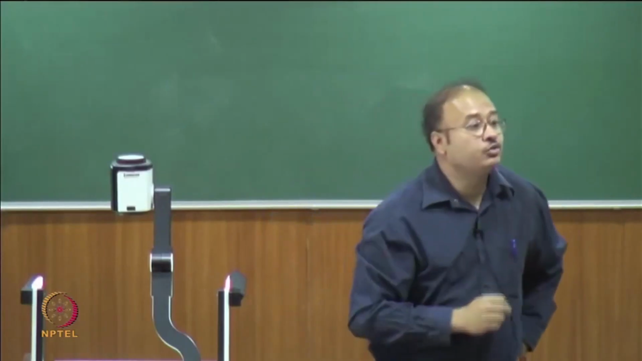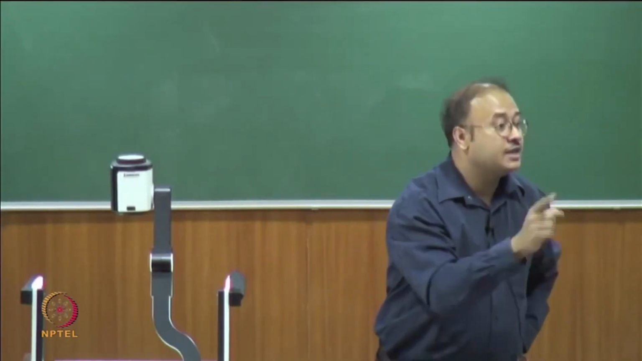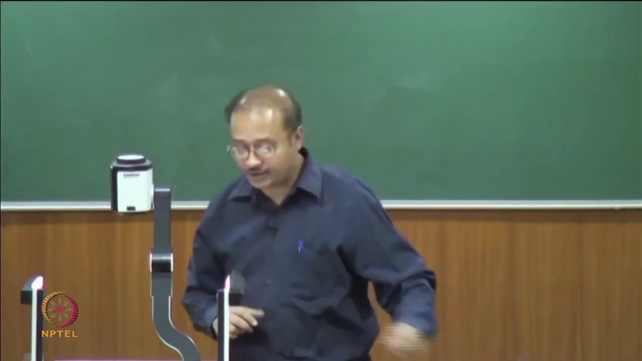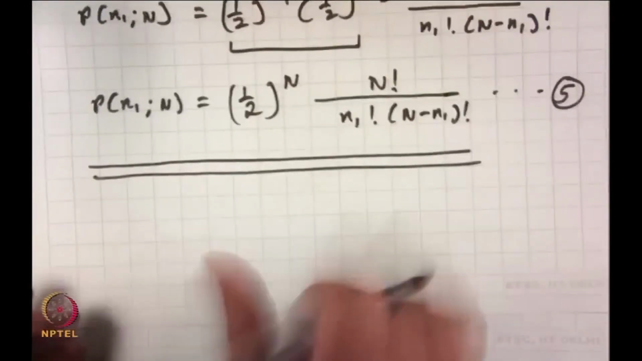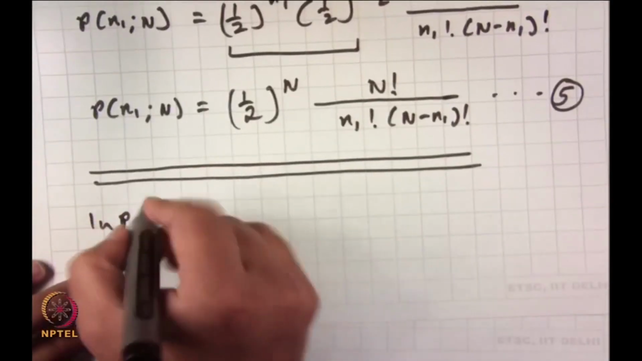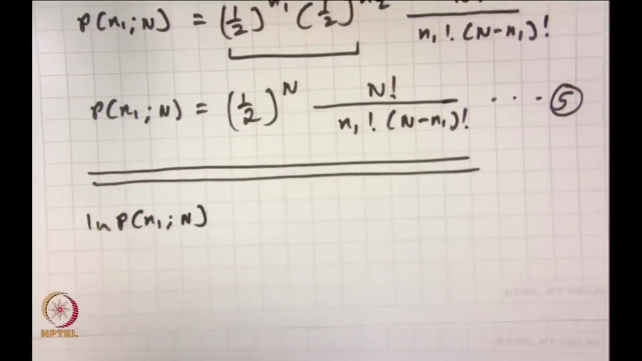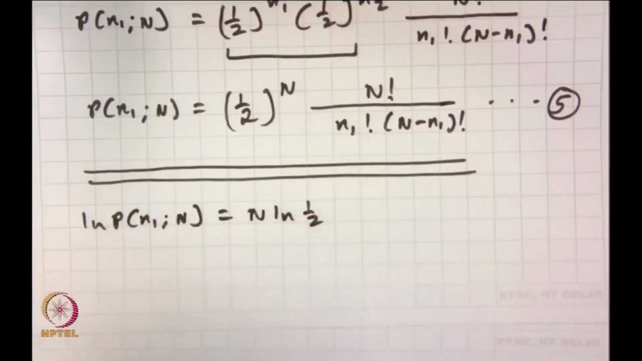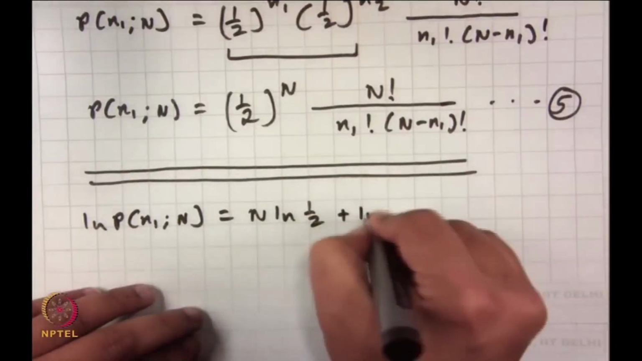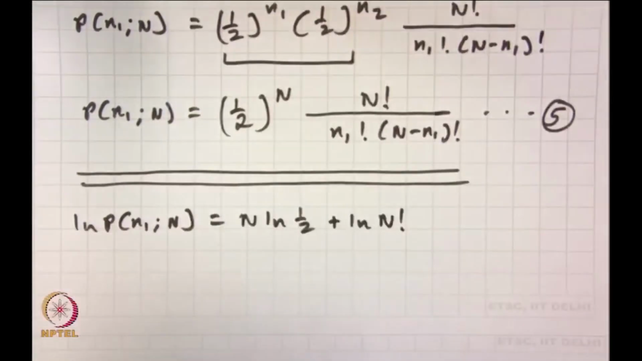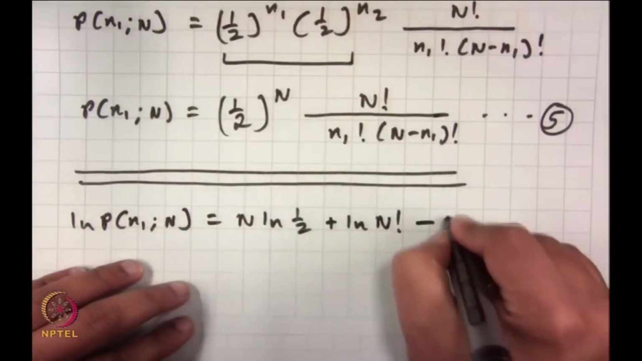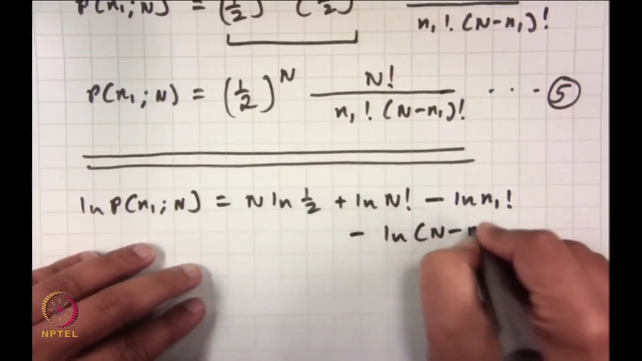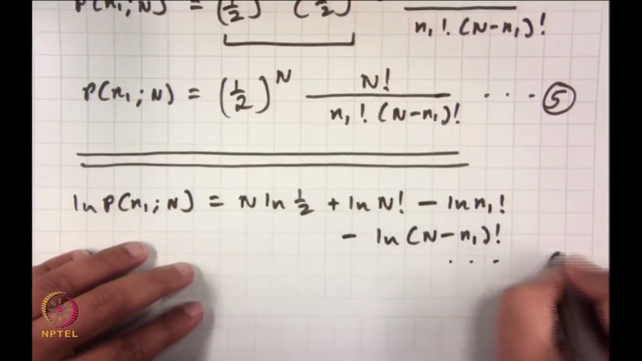But we will not do del p, instead we will take the natural log and then do it, because it will be easier for us. You will see, because we have these factorials, we can do a further approximation. But first let me write this. If I take the natural log of this one, then I can write natural log of p(n1; N) is equal to N natural log half, plus natural log of capital N factorial minus ln n1 factorial minus ln of N minus n1 factorial, and this is say equation 6.